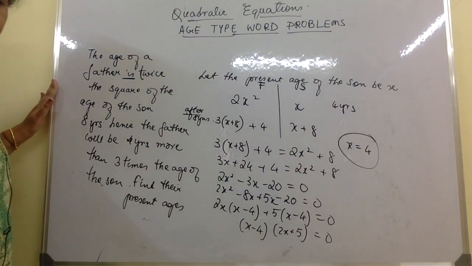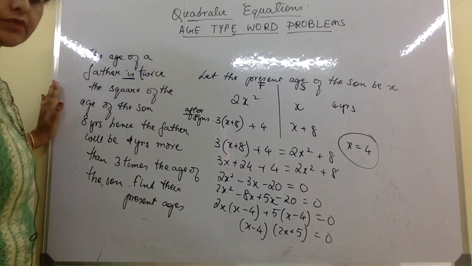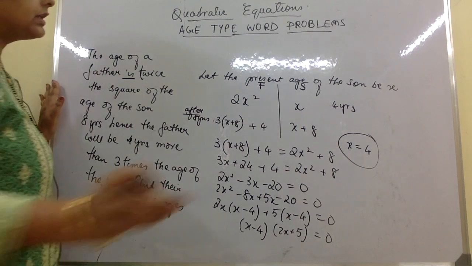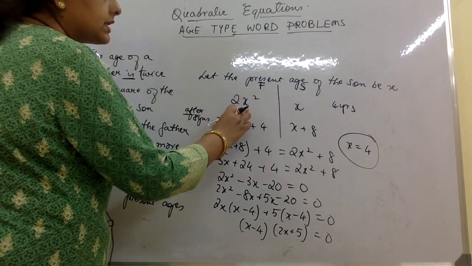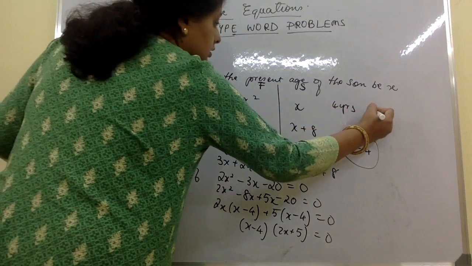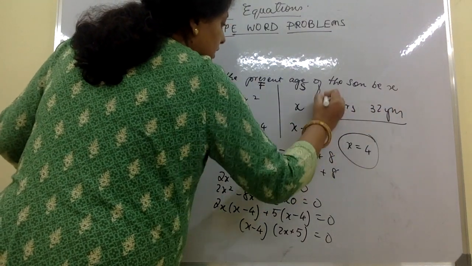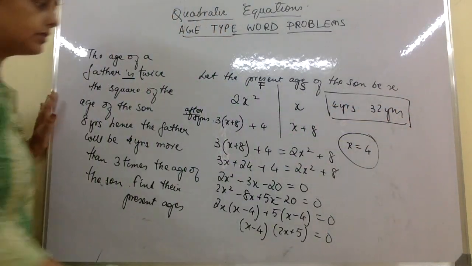Okay, and we also have to get the present age of the father. Now the father is 4 square, which is 16. 16 into 2, 32 years. These are your answers. Okay.